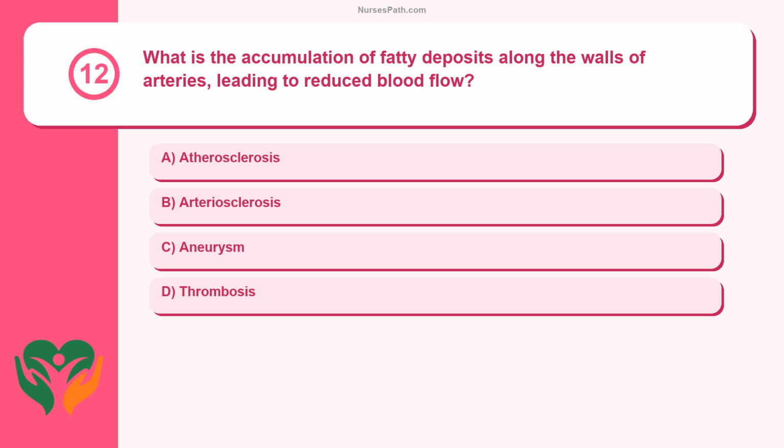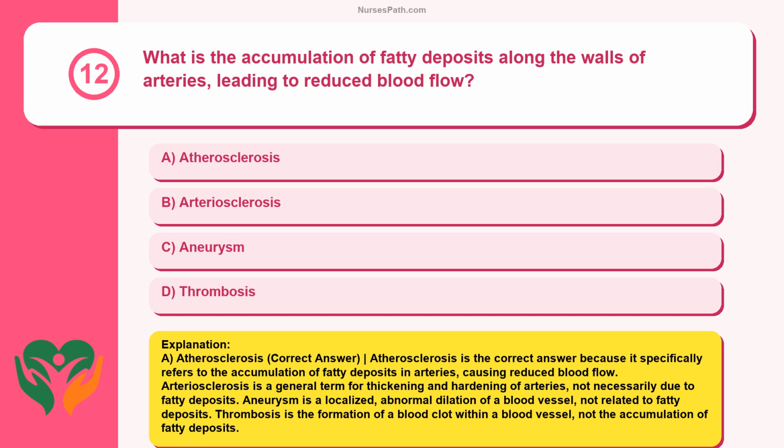Question 12. What is the accumulation of fatty deposits along the walls of arteries, leading to reduced blood flow? Atherosclerosis, arteriosclerosis, aneurysm, thrombosis. A. Atherosclerosis. Correct answer. Atherosclerosis is the correct answer because it specifically refers to the accumulation of fatty deposits in arteries, causing reduced blood flow.